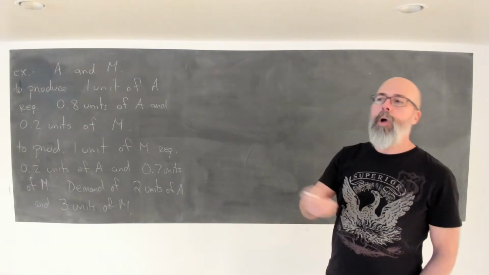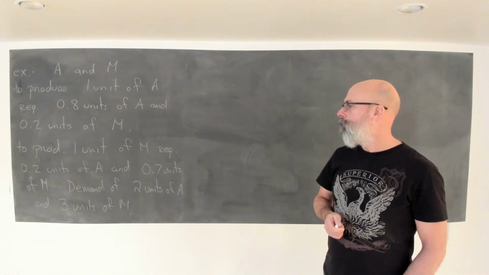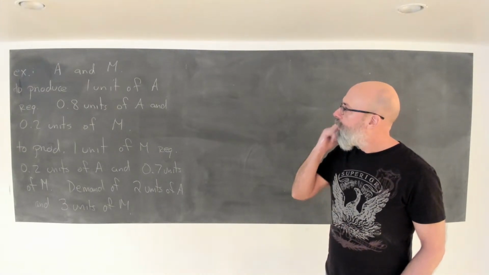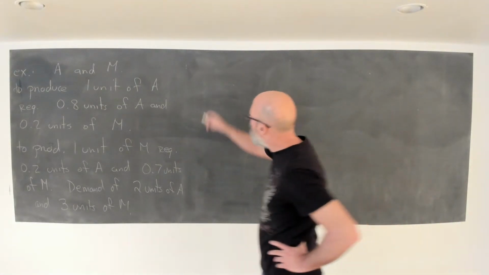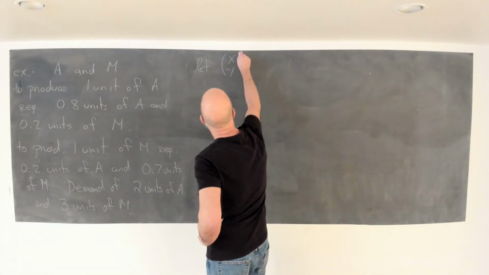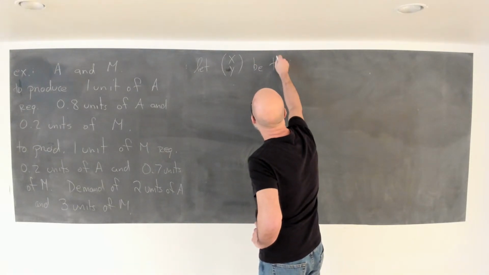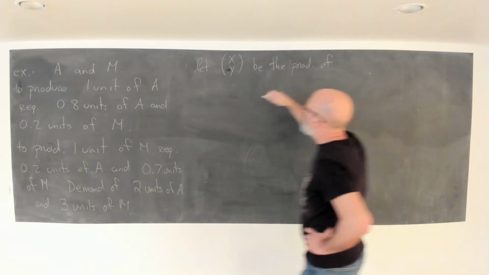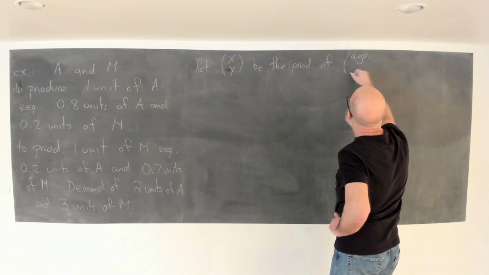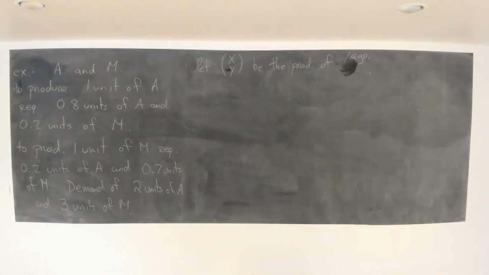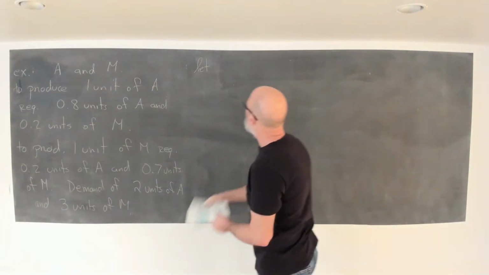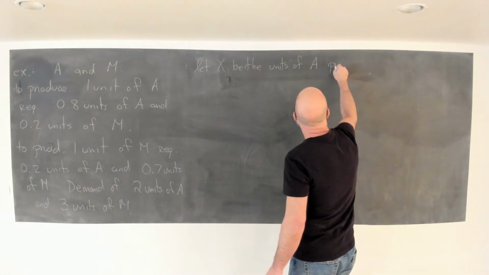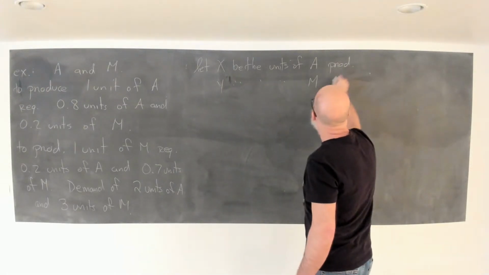For those of you just joining us, I wanted to do one more example of what we were doing last time and show you how you can check your answer. So consider the following scenario. Let X and Y be the production of agriculture and manufacturing. Let's not use this terrible notation here. Let X be the unit of agriculture produced and Y be manufacturing produced.